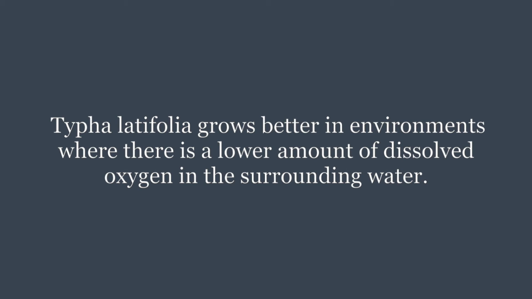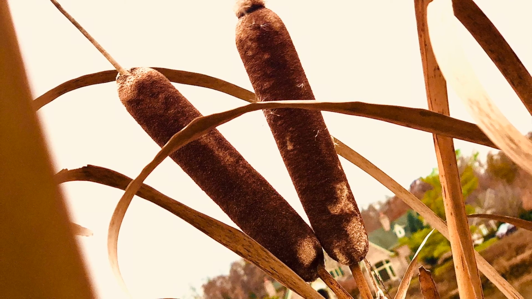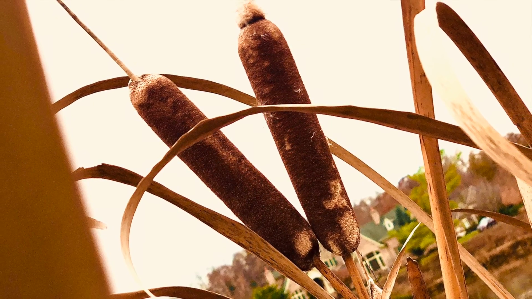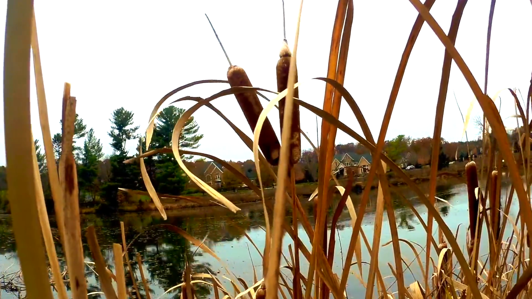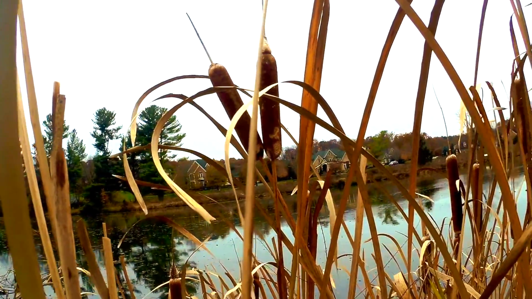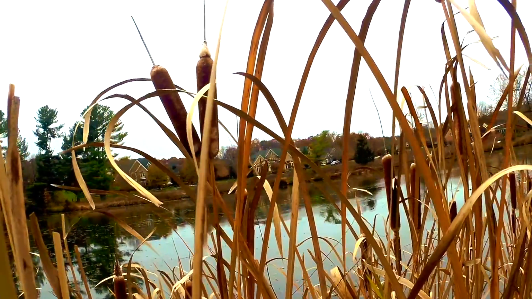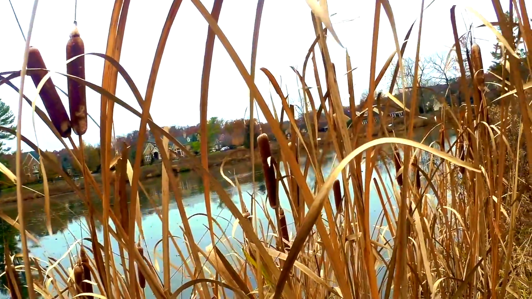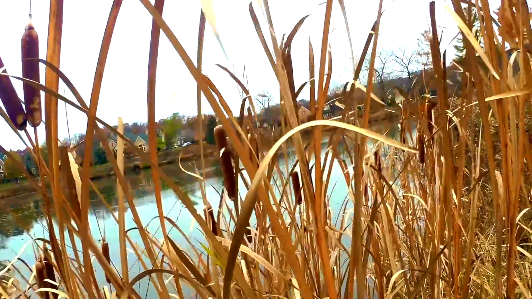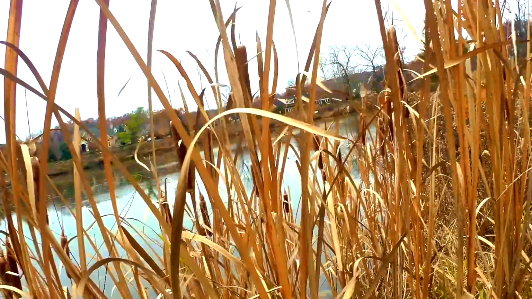Our hypothesis states that Typha latifolia grows better in environments where there is a lower amount of dissolved oxygen in the surrounding water. As the shoot, also known as the fruiting spike, is a reproductive structure of the plant, the size, height, and width of the plant is understood to serve as a reasonable proxy measurement of overall plant growth. For the purposes of this experiment, then, we expect that Typha latifolia in environments with lower levels of dissolved oxygen in the water will have taller and wider shoots.